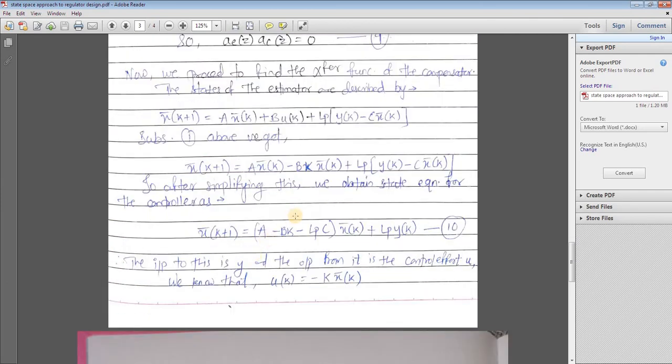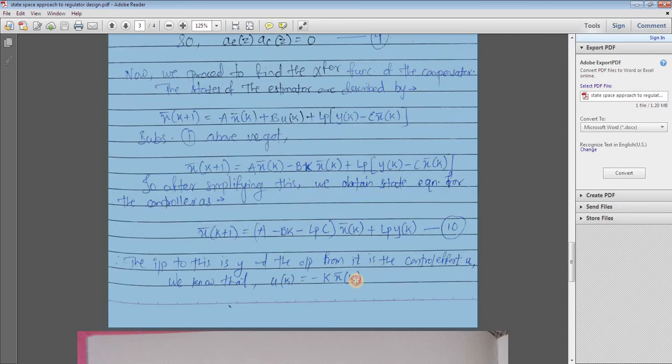So the input to this compensator is y, and the output from this compensator is the control effort u, which is represented in the block diagram. So the output equation, u of k equals minus K x bar of k, we have already seen this.